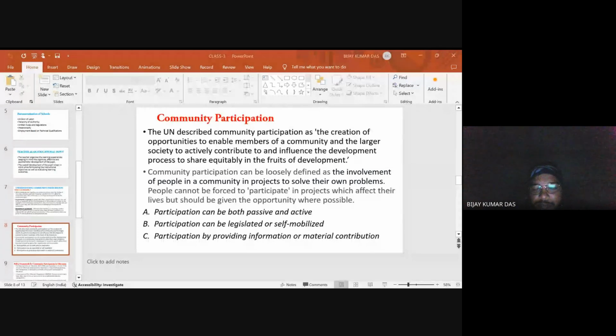You know very well how is the community participation. People cannot be forced to participate in projects which affect their life, but should be given the opportunity where it is possible. So participation can be both passive and active, can be legislated, self-mobilized, can be providing information, or you may say material contribution.